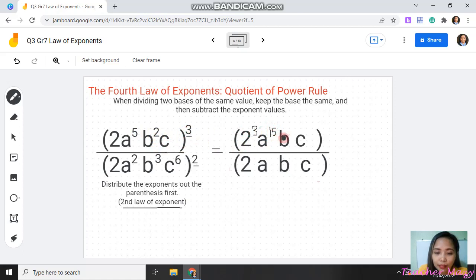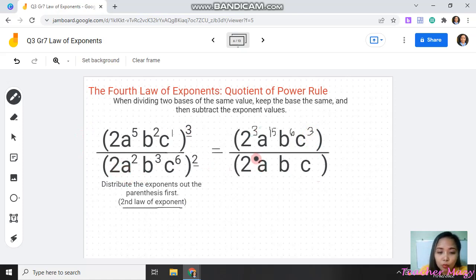2 times 3, that is 6. Next is, since wala siyang exponent, so kapag ang variable ay walang exponent, that means the exponent is 1. So 1 times 3, that is also equal to 3. Next is for the denominator.